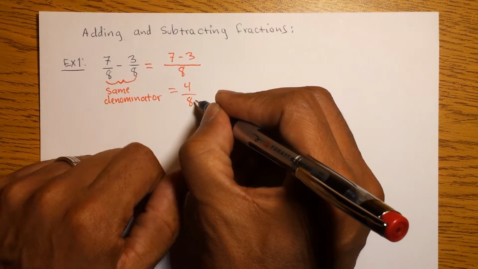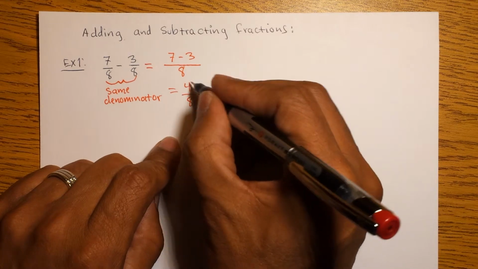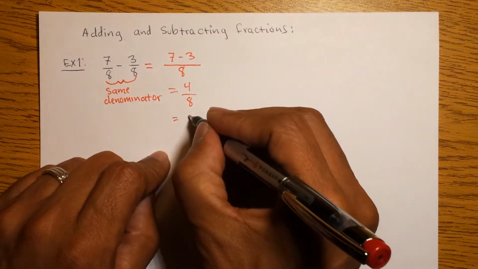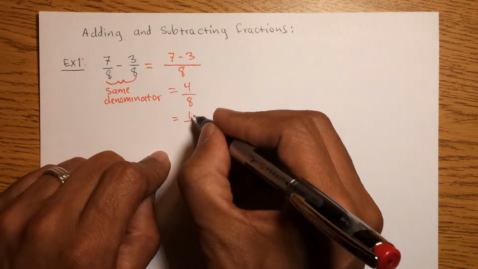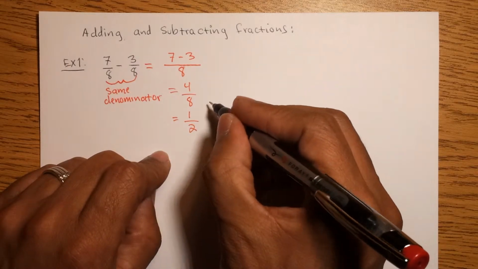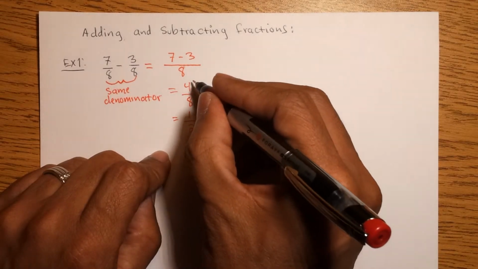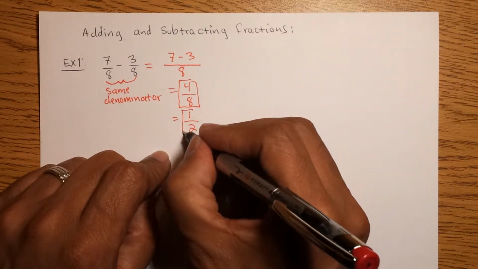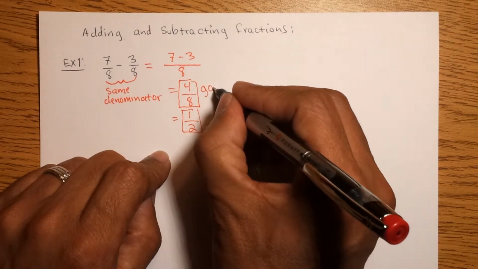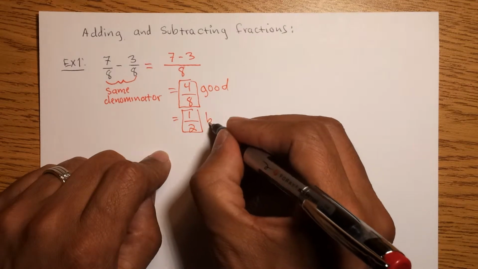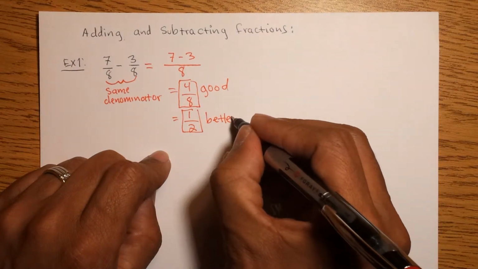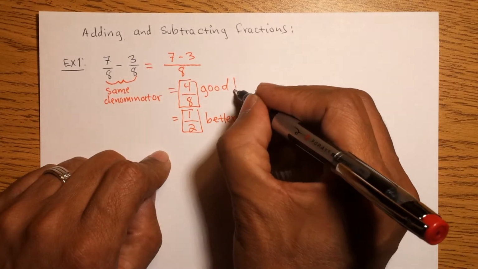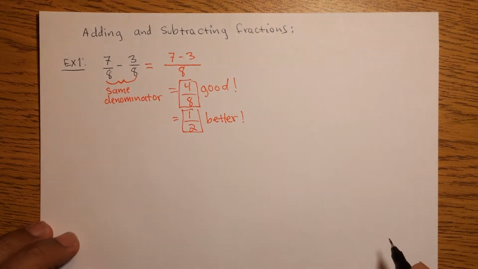Now this simplifies even more because 4 goes into 8 twice, okay? It goes into 8 twice, so that means that this 4 becomes 1 and that 8 becomes 2, okay? So this is reduced. I'm okay if you get this far, but this is good, but this is better, okay? Especially for geometry.